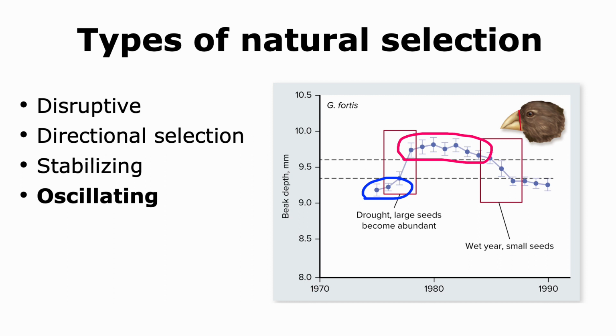However, once again, when conditions change and we have more rainfall that allows more small seeds to be present, we're now able to see that the population changes again, and now we have more individuals with a small beak depth. And thus, we are able to see changes in traits going back and forth depending on environmental conditions.